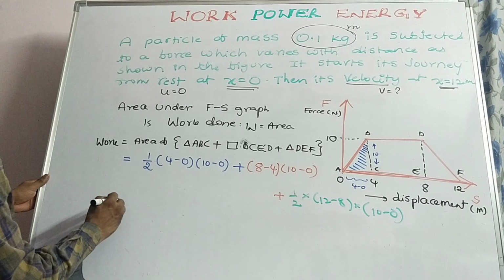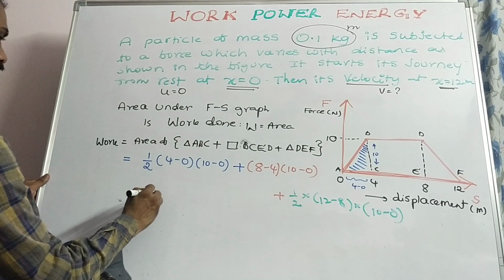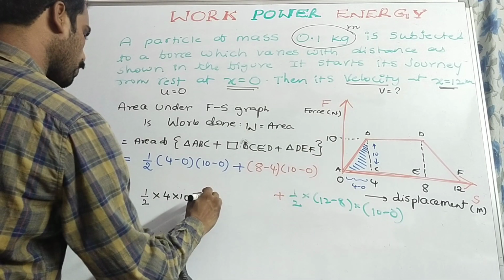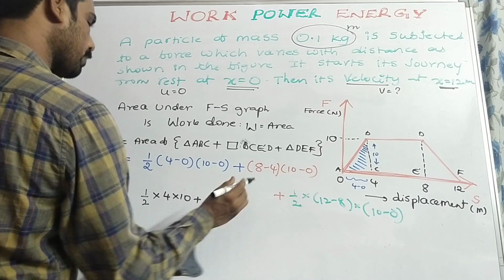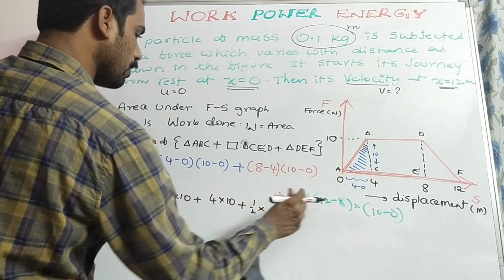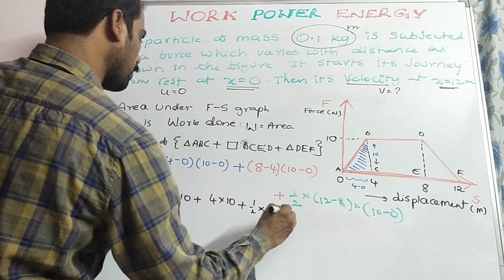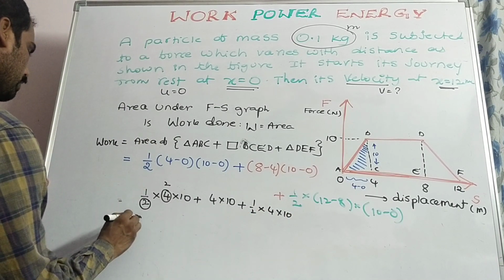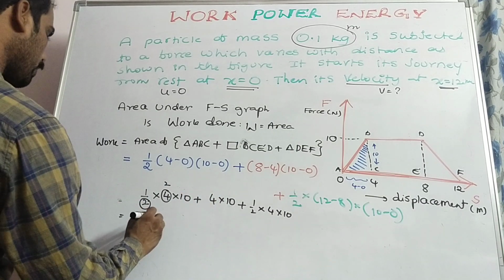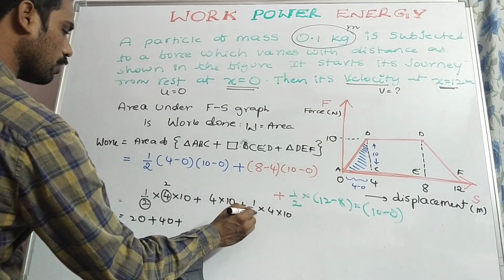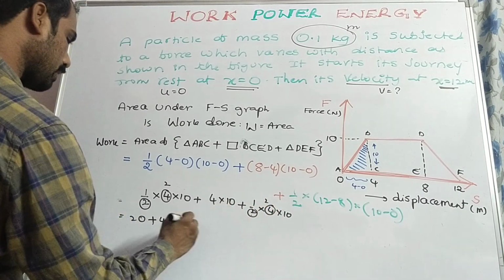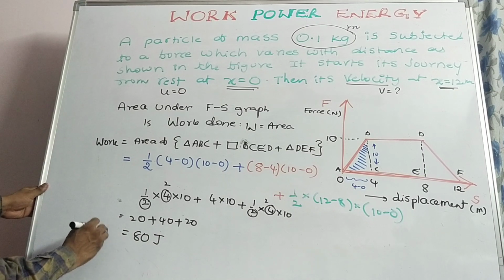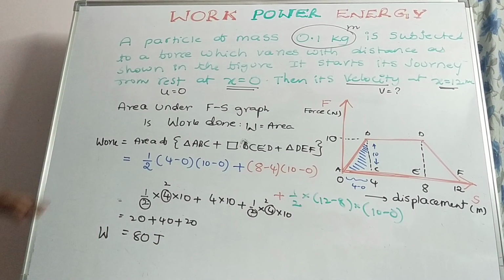Now what about the final answer? That is nothing but half into 4 into 10, plus (8 minus 4) into 10, plus half into (12 minus 8) into 10. Two ones are two, two twos are 20, plus 4 into 10 is 40, plus again 20, that equals 80 joules. Work done is equal to 80 joules, but that is the work.